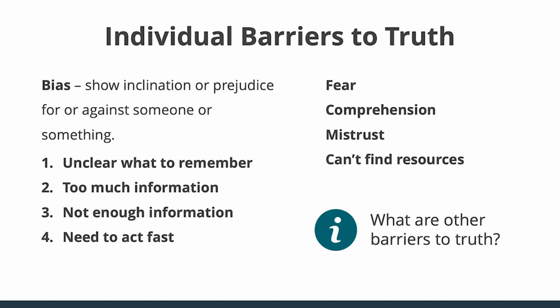Or, in a similar vein, there's too much information and you're overloaded, so again you're going to be biased toward what you've already been inclined to. Not enough information is another kind of bias, either not having access to enough information or limiting yourself in general. And then the last is the need to act too fast. You have to make a decision very quickly, so your biases kick in because of the immediacy of that need.